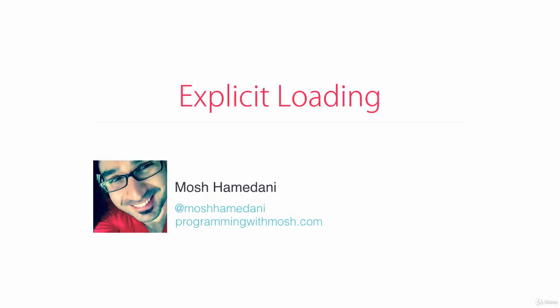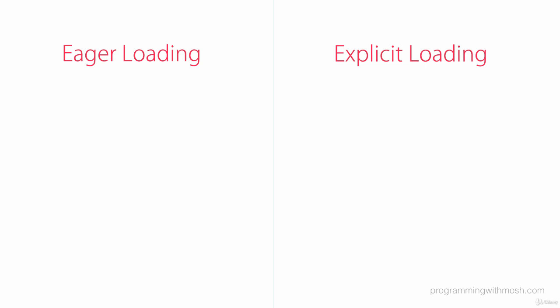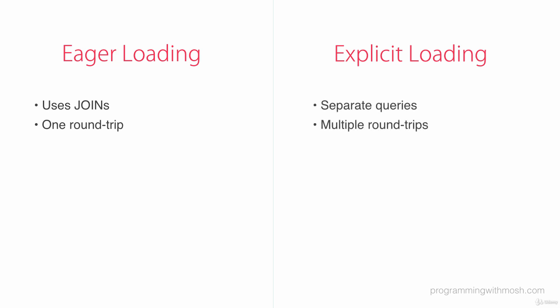We also have another strategy to load related entities, and that's called explicit loading. With this strategy, similar to eager loading, we tell Entity Framework exactly what should be loaded ahead of time. But the difference between explicit loading and eager loading is that with eager loading, Entity Framework will join the related tables and query all the data in one round trip. Whereas with explicit loading, there will be multiple queries depending on the number of explicit loads. So let me show you explicit loading in action.